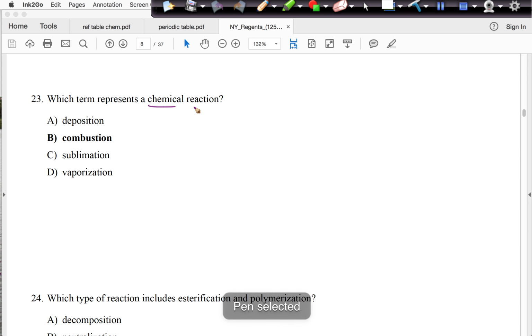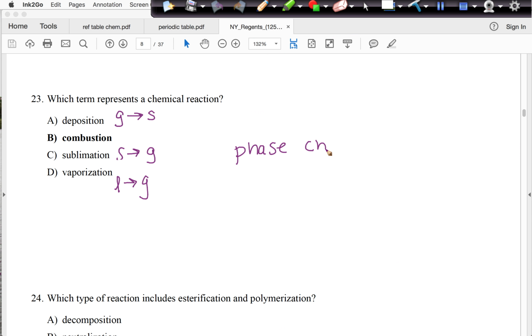A chemical reaction is different from a physical reaction. Deposition, remember, is solid to gas. I'm sorry, it's not. Deposition, remember, is gas to solid. Sublimation is solid to gas. Vaporization is liquid to gas. Those three are all phase changes, and phase changes are all physical.